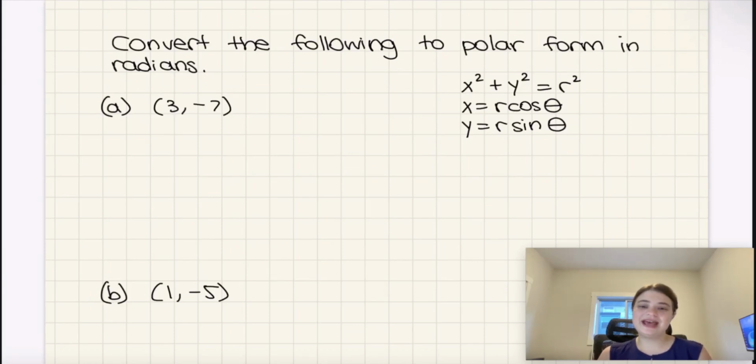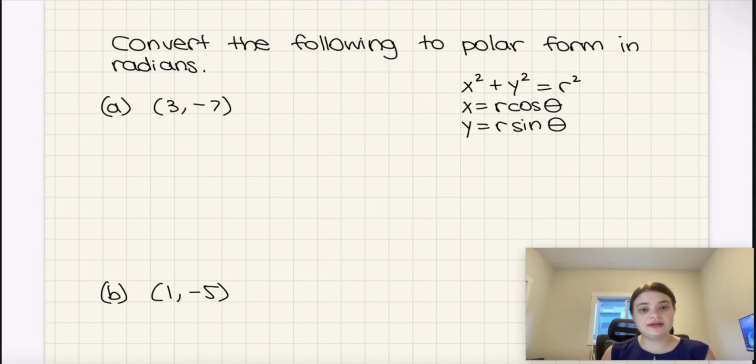Welcome, everyone. Today we're going to be converting the following to polar form in radians. So let's dive in. What does polar form look like in the first place? Polar form looks like r, theta.